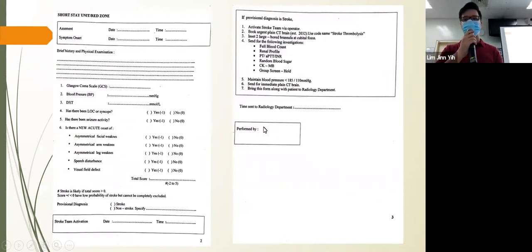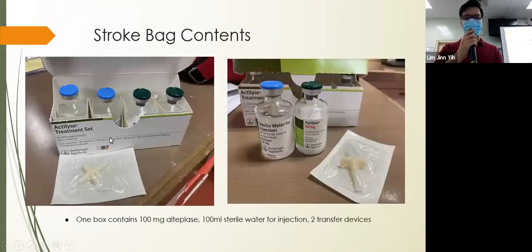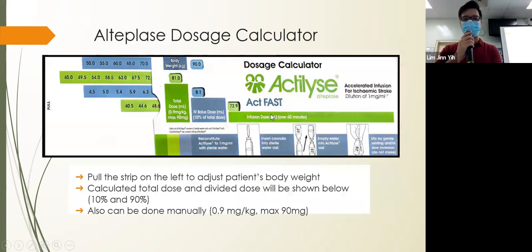This is the flow. Again, it's the same thing: call operator, activate the stroke team, call radio for CT brain. This is the Alteplase. Inside this one box, we have 100 milligrams of Alteplase and also 100 ml of sterile water with 2 transfer devices. There's also this dosage calculator to help you.